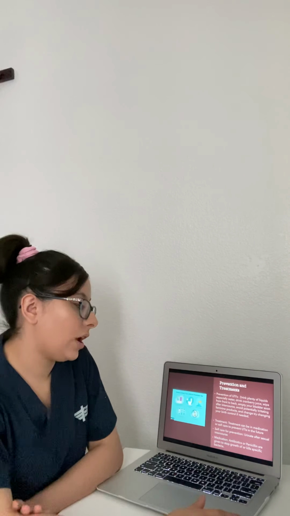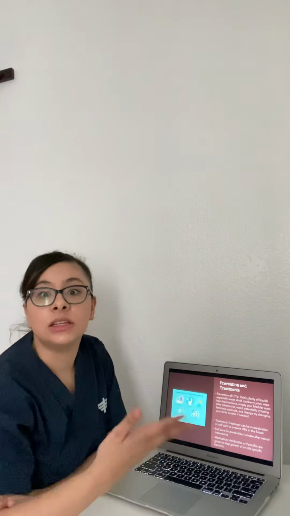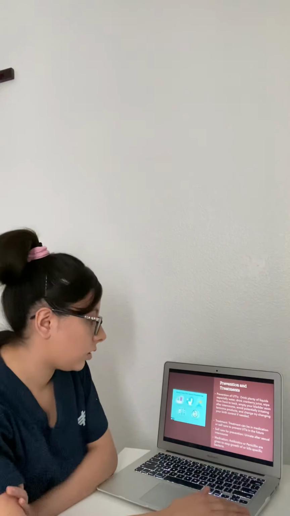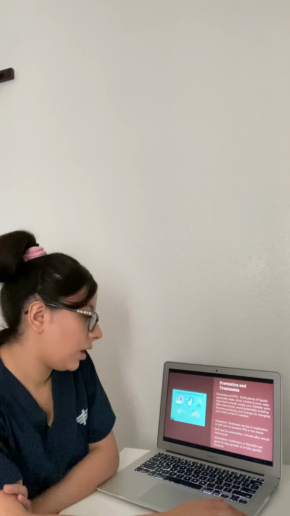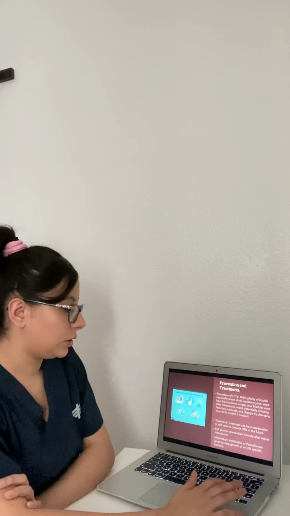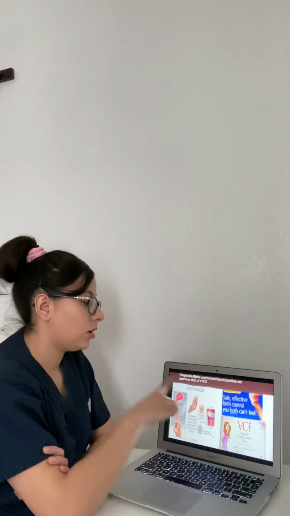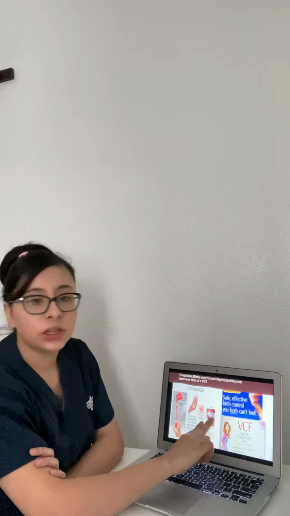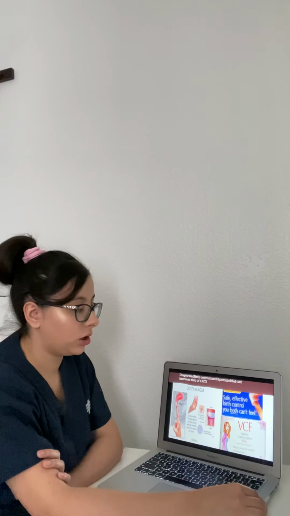You want to avoid potentially irritating feminine products, so anything that is scented or colored, anything that's scented, you want to avoid. And as we mentioned, if you need to change your birth control, that's highly recommended, especially if you're using one of these two, just because they are more common to lead to UTIs.